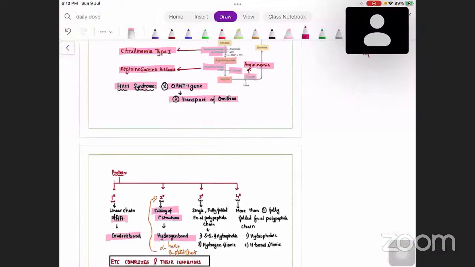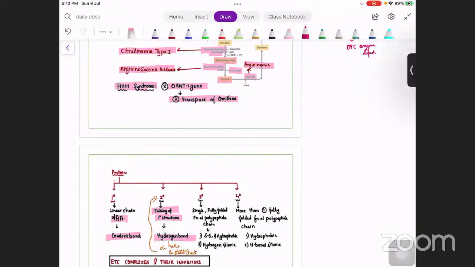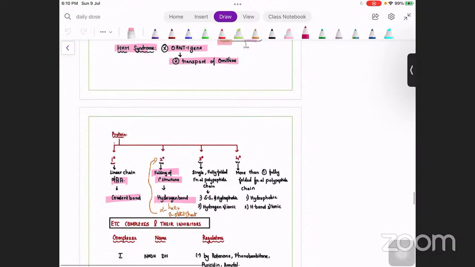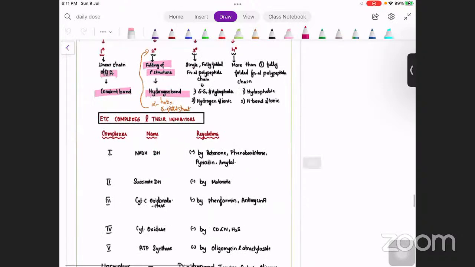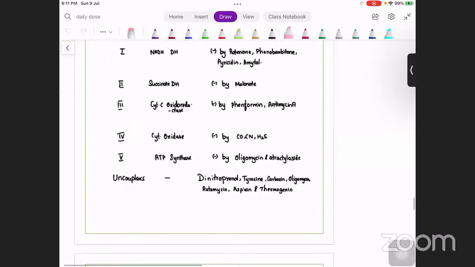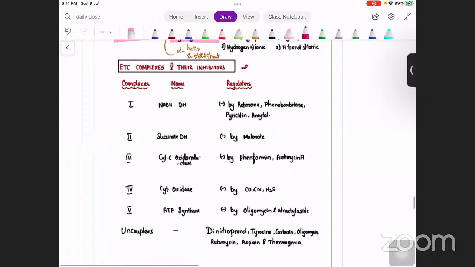Okay. So far we have done the amino acids, proteins, vitamins, lipids and carbohydrates. So the next area of interest is your electron transport chain and their complex inhibitors. This table is a 7-star rated topic because nowadays the table has been asked so many times, so you should not miss it.